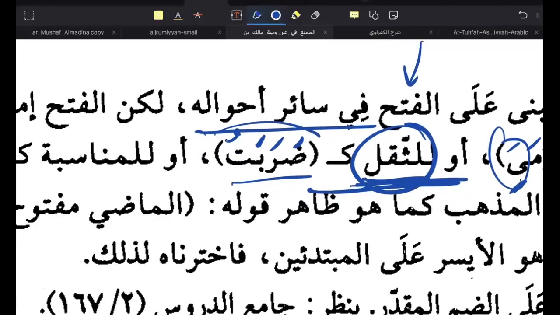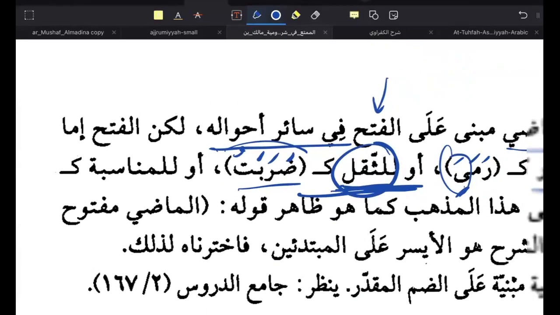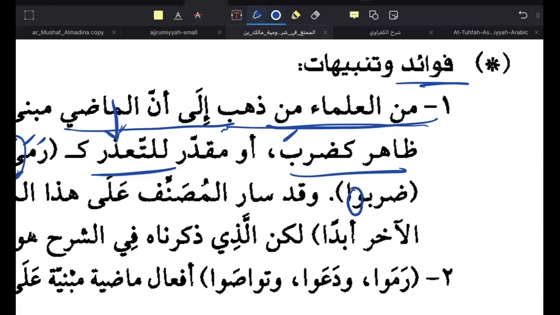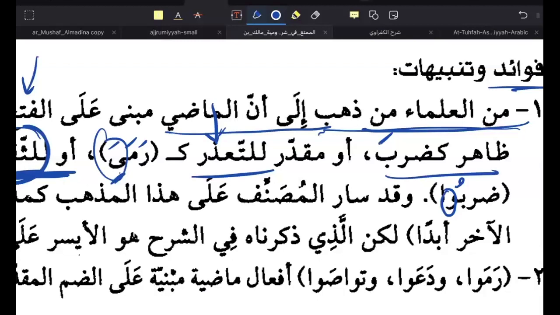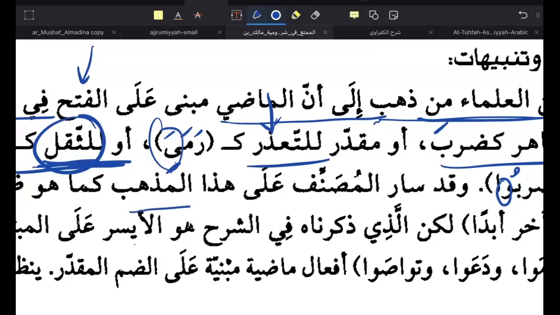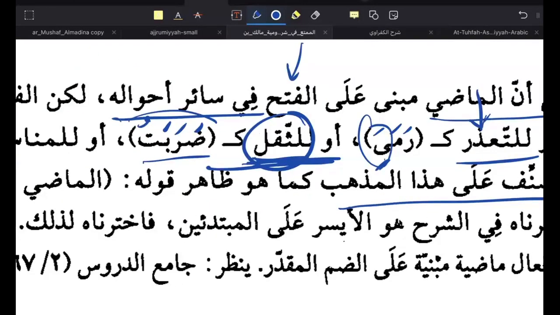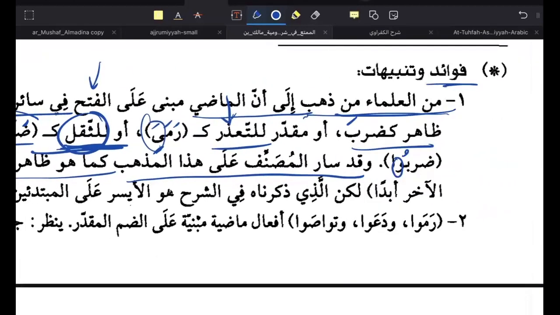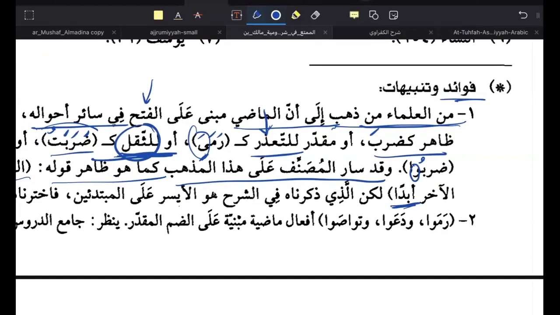Okay, so أو للمناسب, or for something that is appropriate, like he said ضربوا, because the waw always begs for dhamma. So okay, fine, we'll give you dhamma. You understand this part? وقد سار المصنف على هذا المذهب. So he said that the Musannif of Ajrumiyyah goes with this madhab. He prefers this madhab, كما هو ظاهر, which is apparent from him saying الماضي مفتوح الآخر أبدا. So it is very apparent that this is the opinion he follows.